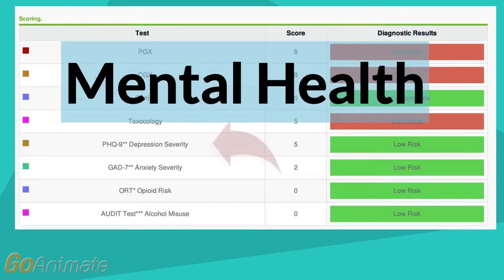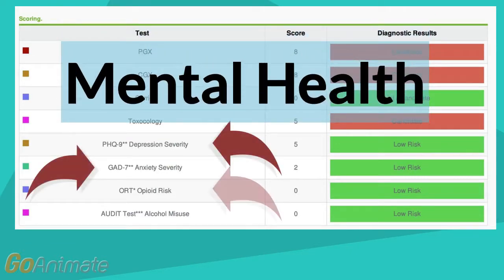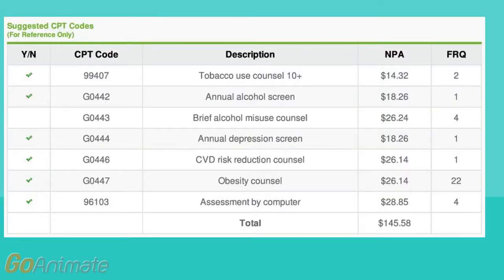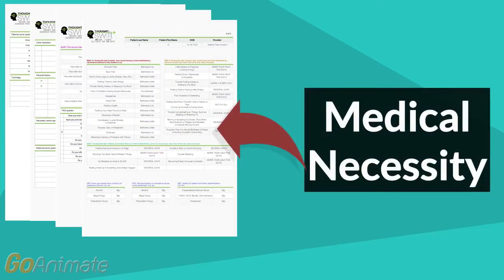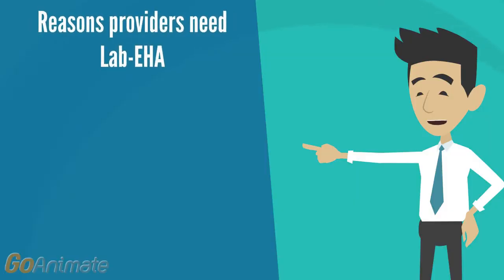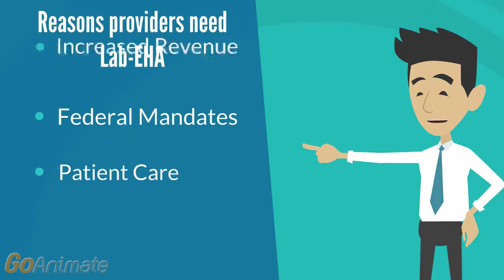The scoring section also reveals the mental condition of the patient and screens for depression, anxiety, opioid risk, and alcohol misuse. The CPT code section informs the provider of all the billable services that can be performed on the patient and the dollar amount he should receive for each of these services. The last 4 pages cover the reason that each test was ordered and show the medical necessity for ordering each of those tests. There are multiple reasons why providers need lab EHAs.